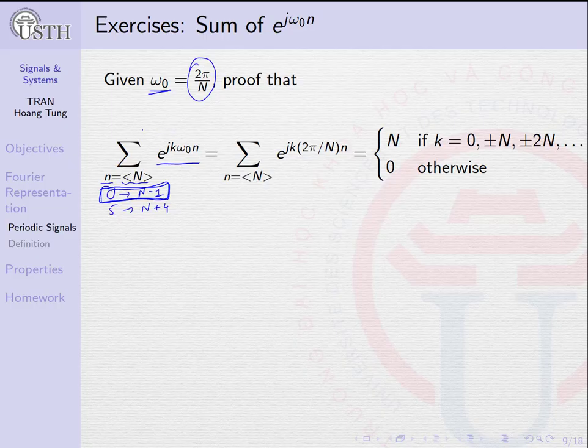So we have to prove that this sum equals N, the fundamental period, if k equals 0 or a multiple of N. Otherwise, the sum is equal to 0. Please stop the video for a while and try to prove this property. At least give it 5 or 10 minutes to try.